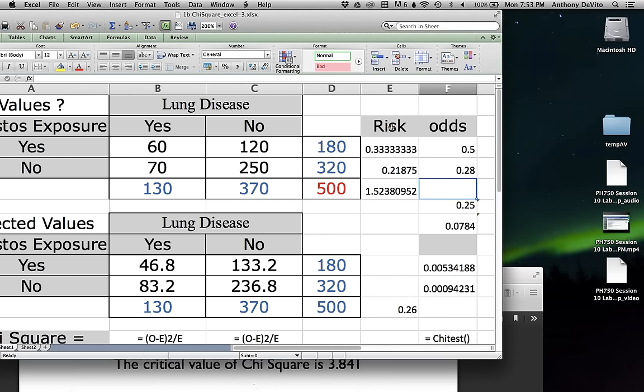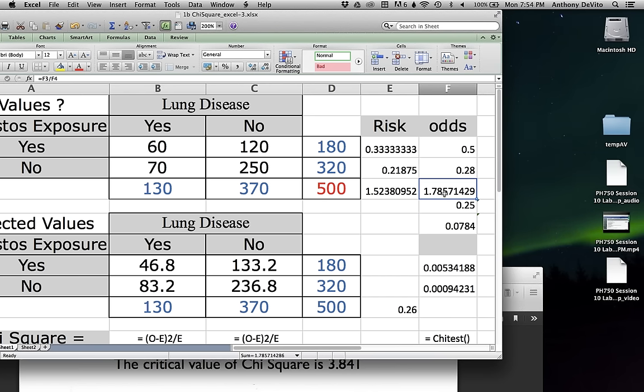Now, naturally, for risk, what did I do? I divided one by the other to get a risk ratio or relative risk. I'm going to do the same thing and get an odds ratio. What's the odds ratio? 0.5 divided by 0.28. So your odds are 1.78 times as great if you're exposed to asbestos versus if you're not exposed. The numbers come out similar. The odds ratio is very similar to the risk ratio.